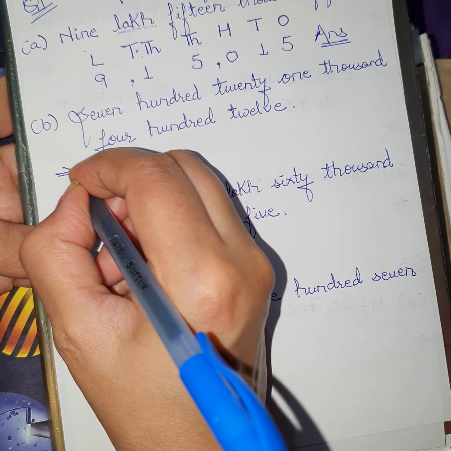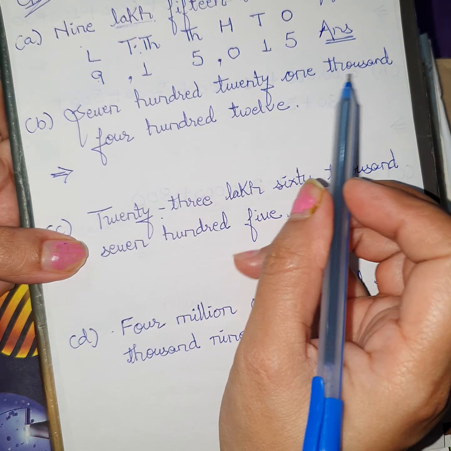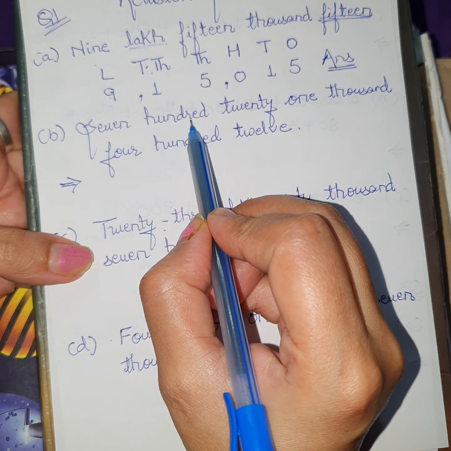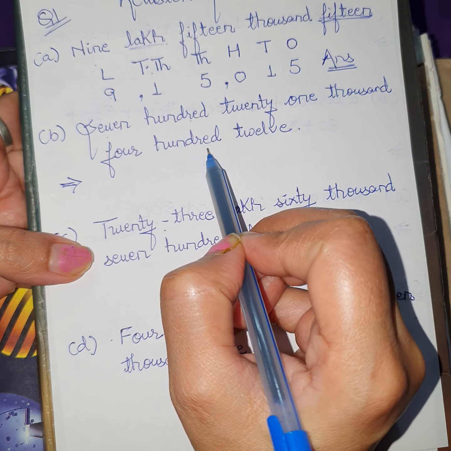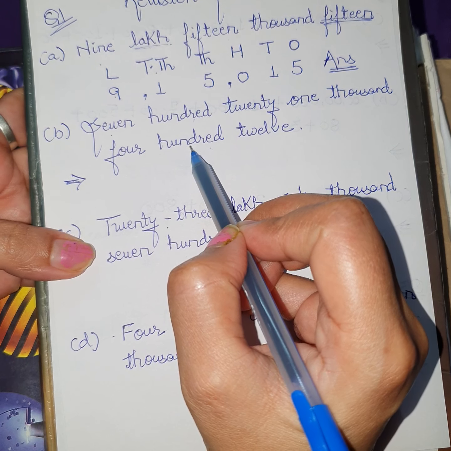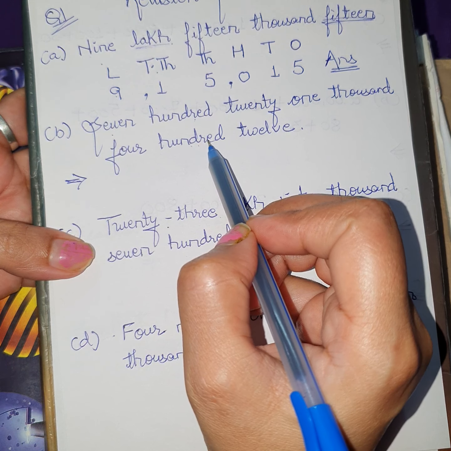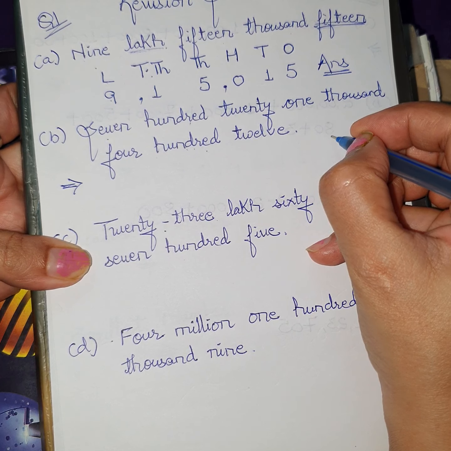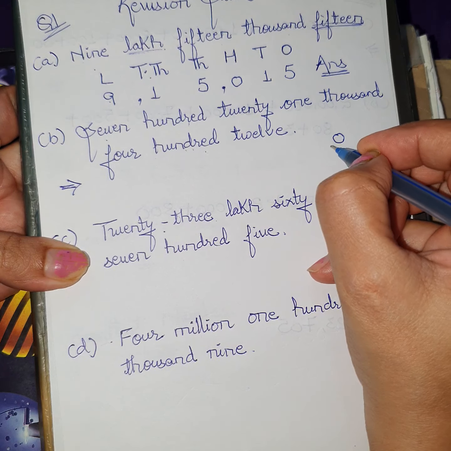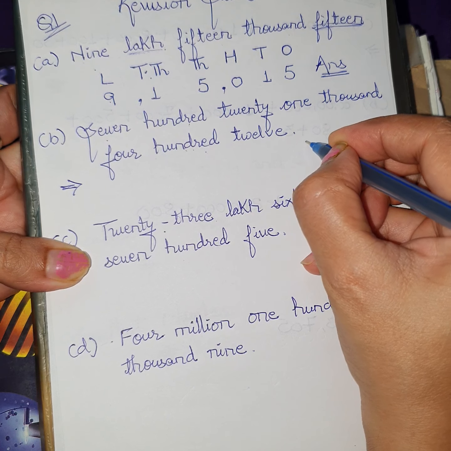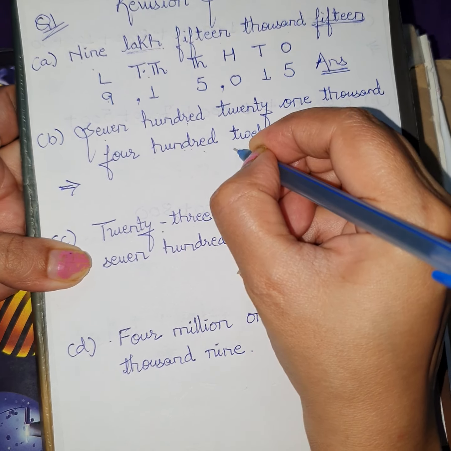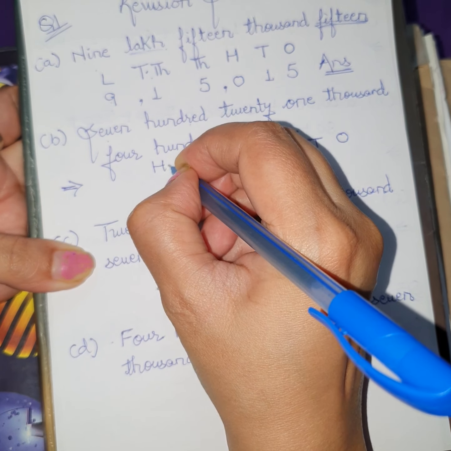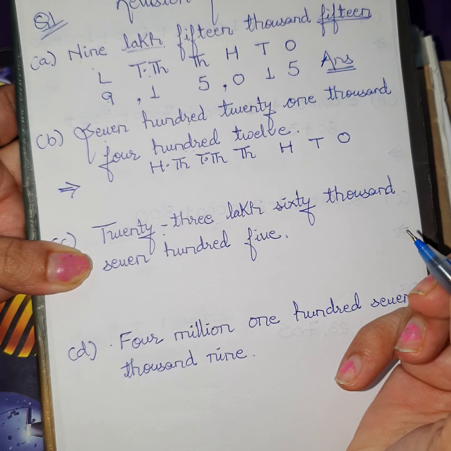Now B part was 721,412. Now you can see that 700 is coming here and 100 is coming here also, 2 times 100 is coming. That means this numeral is according to the International System of Numeration. So we will write the place values according to the International System: ones, tens, 100, 1000, 10,000 and 100,000. It is still 100,000 only.